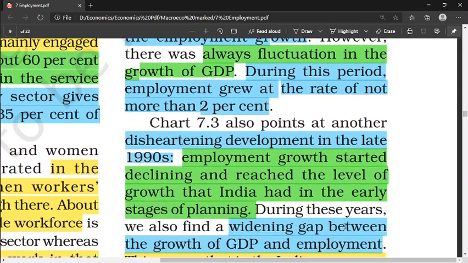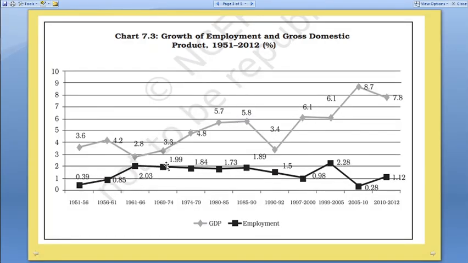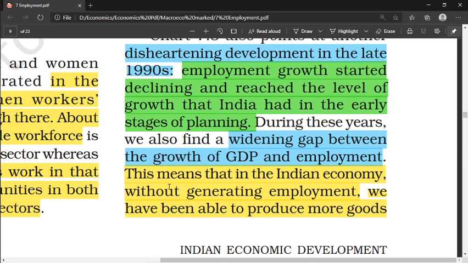So what we can see from here is that employment growth started declining and reached the level of growth that India had in the early stage of planning. The income level was somehow there, but employment dips down to the level of 0.85, 0.98, as if during that period of the starting of planning. After 50 years, it came down to the same level. Instead of going up, it goes down to the same level as before. It shows that there is some weakness, that generation of employment is not adequate.